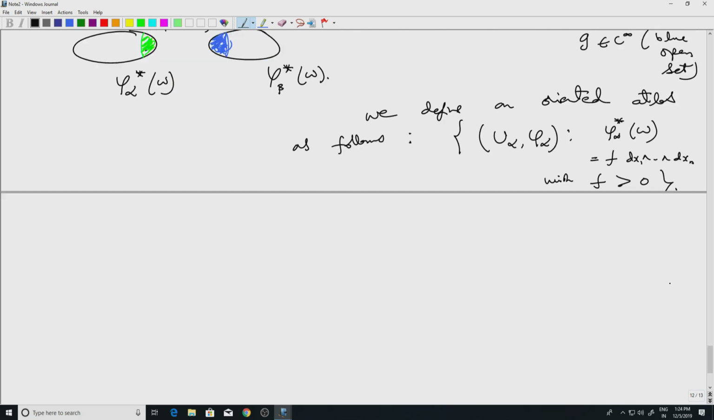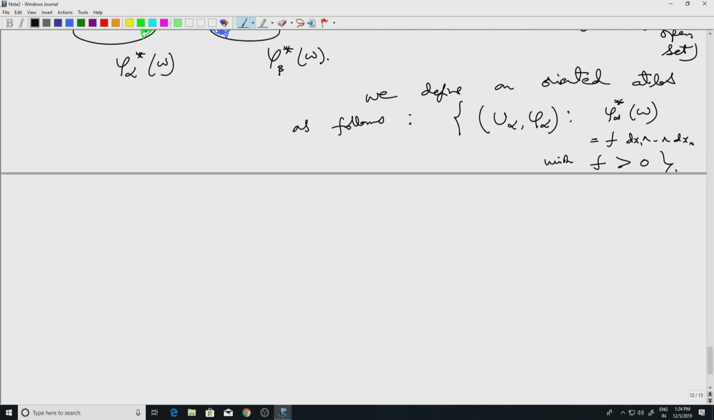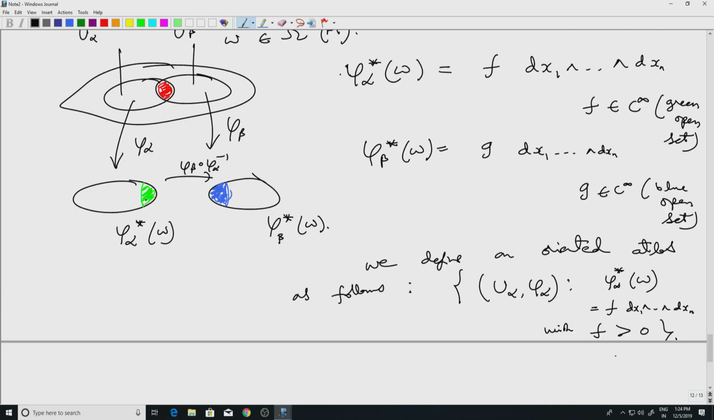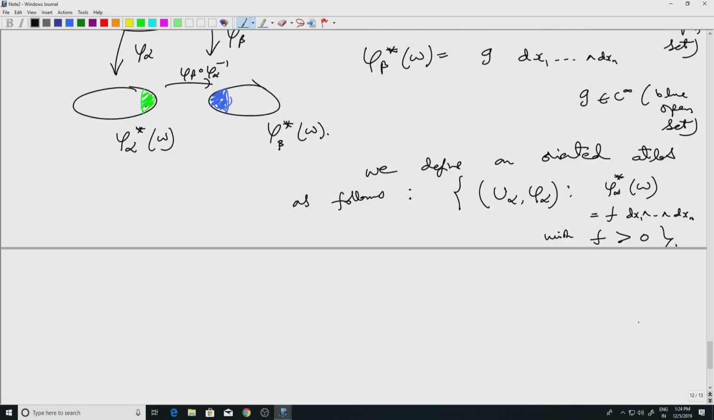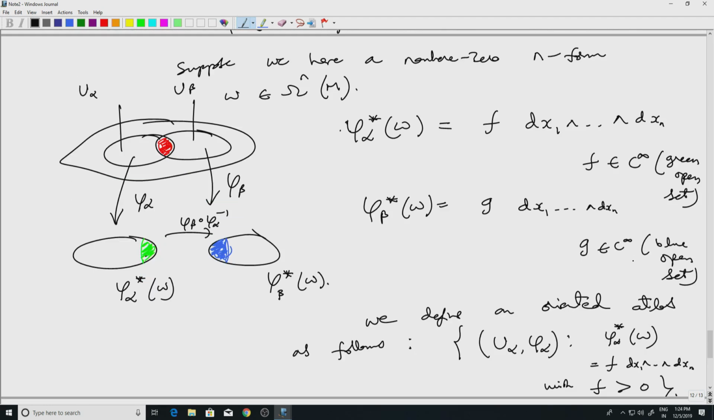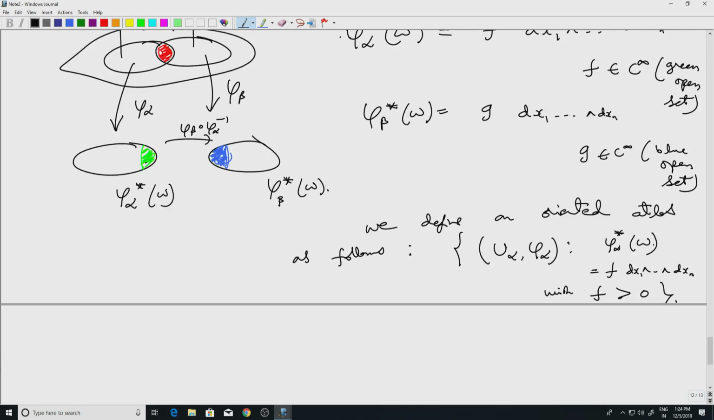Now this gives a system of charts on M. It's not clear yet that I can even get an atlas, and the other thing is, why is it the case that the transition functions have the required property? So let's just check the transition functions condition, that's just a matter of relating this f and g.